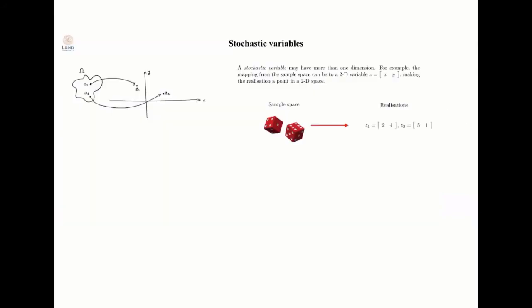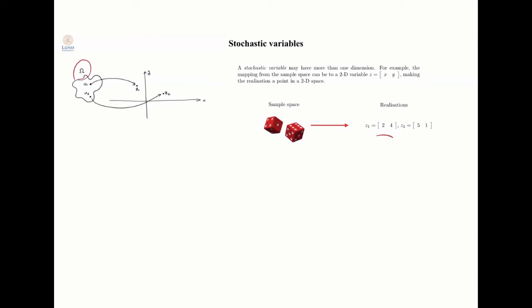I can, of course, have two dice that I roll simultaneously. Then I will observe this as a two-dimensional event. So for each time I roll the die, I will get two outcomes. So the stochastic variable here is two-dimensional, not one-dimensional as it was before.